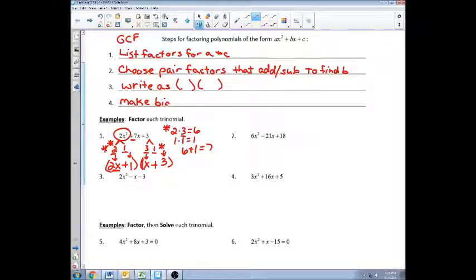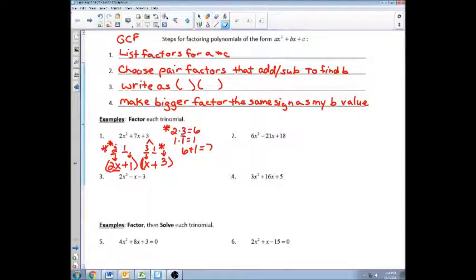the bigger factor the same sign as my B value. Well, the sign for my B value in problem number 1 is positive, correct? My big factor is going to be this 2x times this 3. Well, 2x times 3 needs to be positive. In this case, they're both going to be positive because both of the signs in my first problem were in fact positive. All right, on to number 2.